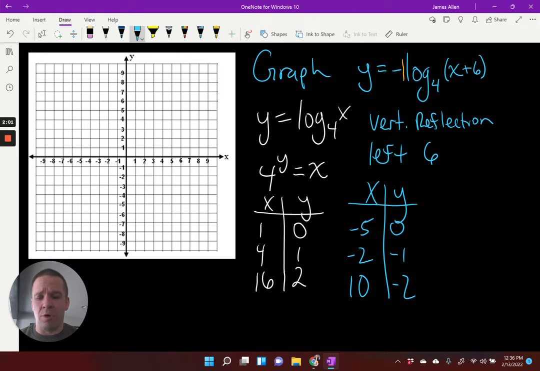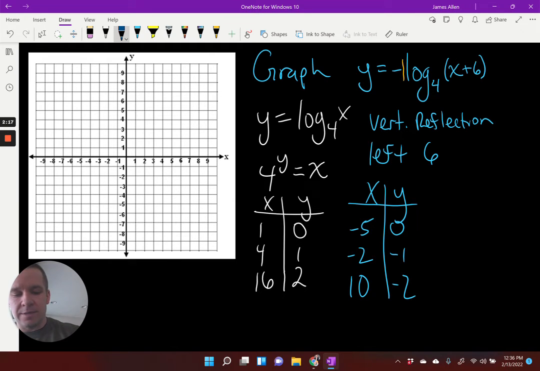I think we're ready to rock and roll with this one. If you had a shift up and down, you would just add numbers to that after you've done the reflection, right? The same as if you had a vertical stretch. If I had a negative 2 out front, I'd be multiplying by negative 2 for all my y values. If I had a negative 3, multiply by negative 3. I think you get the picture.